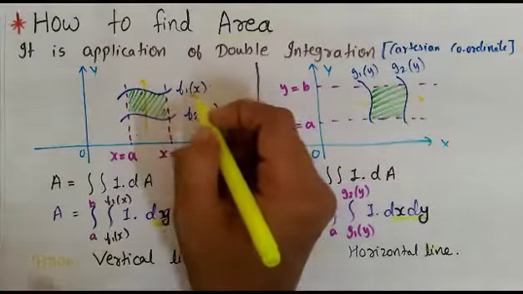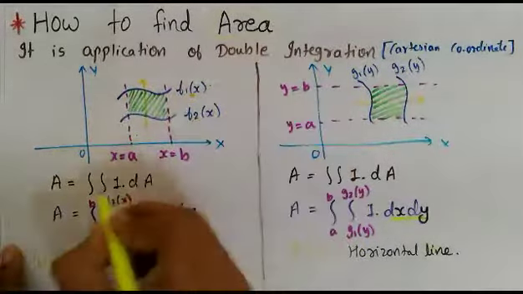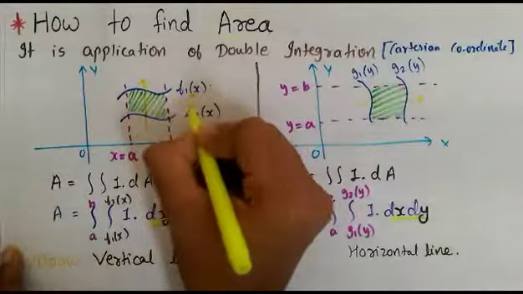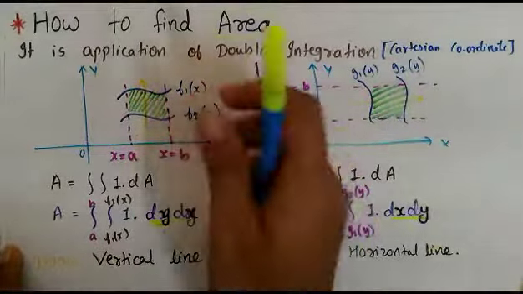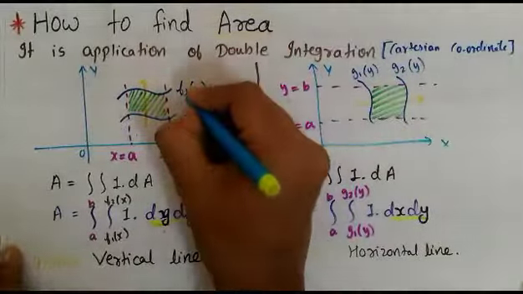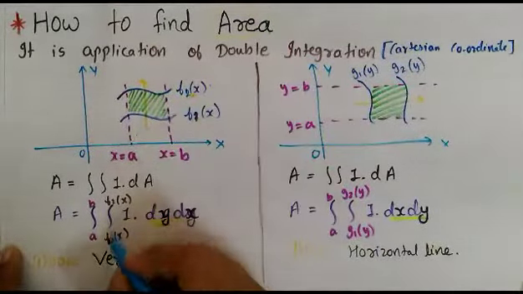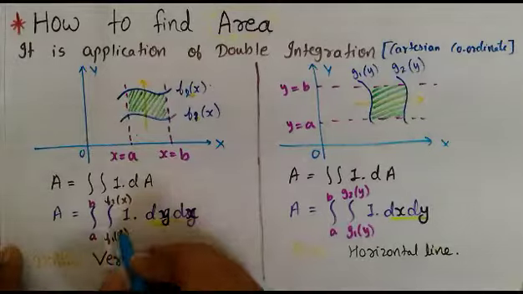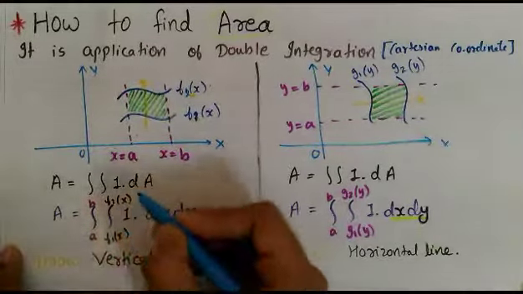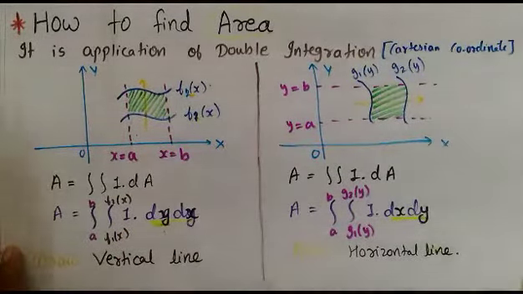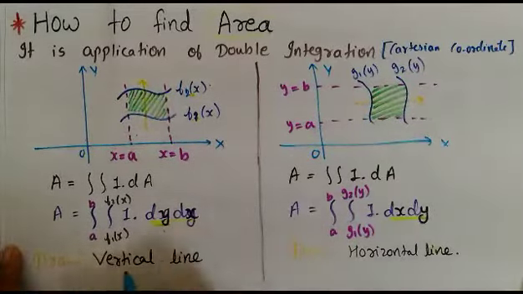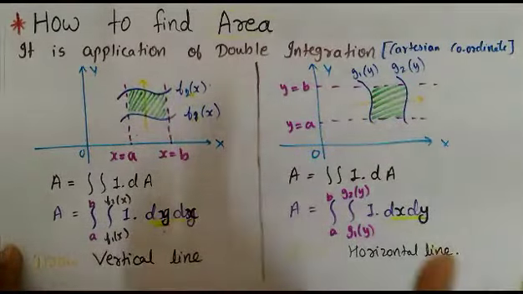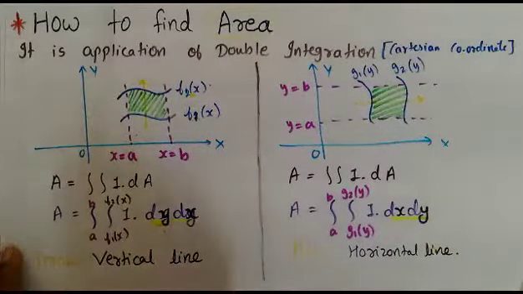So what will be our limit? Actually, let it be f1 of x and f2 of x. So it's entering from f1 of x and leaving from f2 of x. So the key point was, when it is dy dx, then we have to draw a vertical line. In the Cartesian coordinate system, keep that in mind.